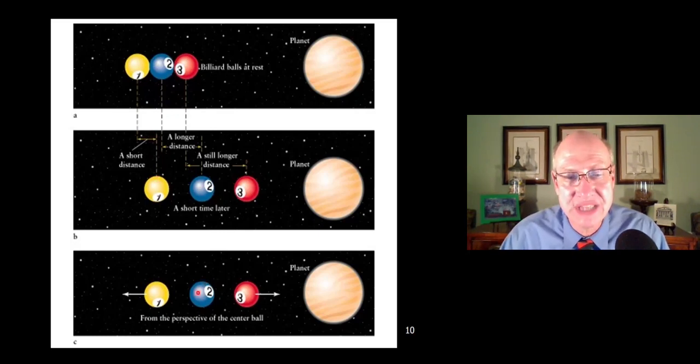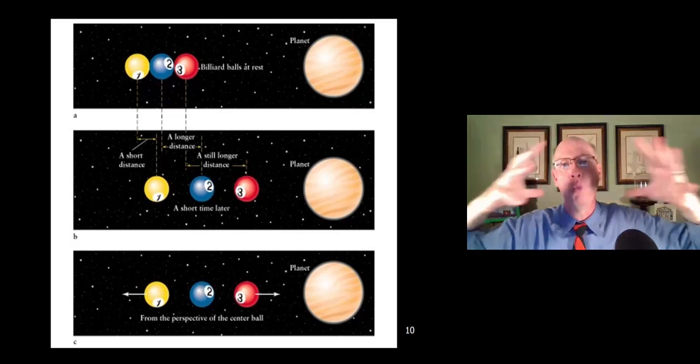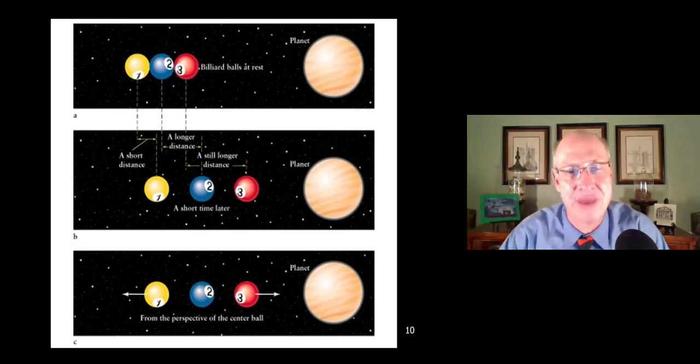Now imagine what you see if you're standing on billiard ball 2. Imagine that you're a little tiny person standing on billiard ball 2. What do you see? Well, what you see is that billiard ball 3 is pulled away from you, and billiard ball 1 is pulled away from you. So what you see from 2 is a stretching. You see 1 and 3 getting pulled away from you.